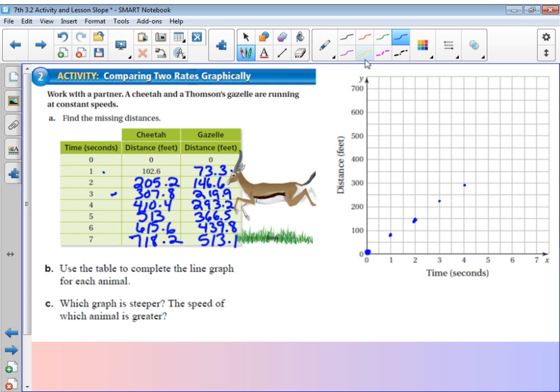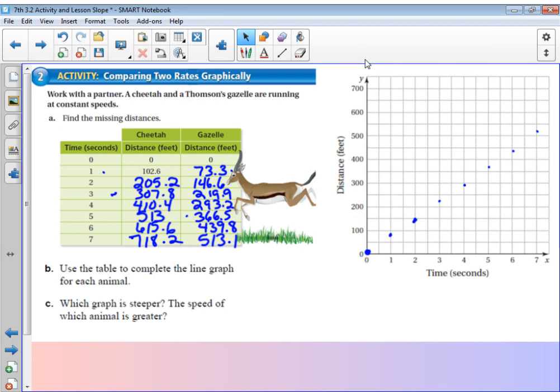So now at 5 seconds, it was 366.5. So that's a little above 350. So 5 seconds, my 300 mark, the next line up is 350. And we're a little above that at 366. And then at 6 seconds, it could go 439. So that's a little under 450. So 6 seconds, 400, a little under 450. And then lastly, at 7 seconds, it was at 513 feet away. So 7 seconds, that's a little above 500, somewhere in there.